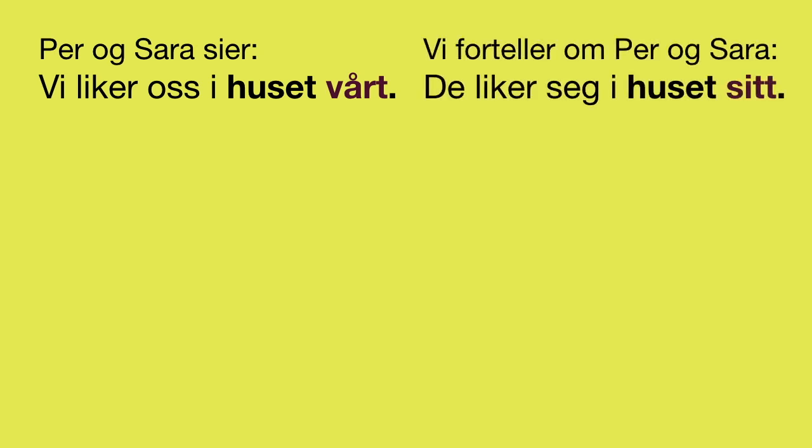And the last example, Per og Sara. Per og Sara sier, Vi liker oss i huset vårt. We like it in our own house. If we tell about them, vi forteller om Per og Sara. De liker seg i huset sitt. Again, we cannot say i huset deres here, because huset deres will be someone else's house.